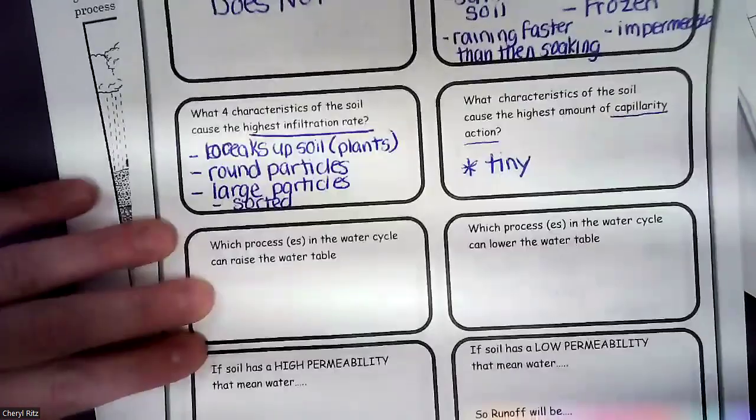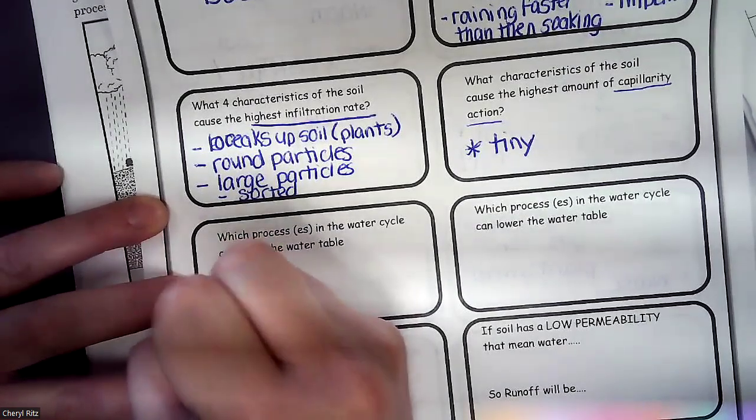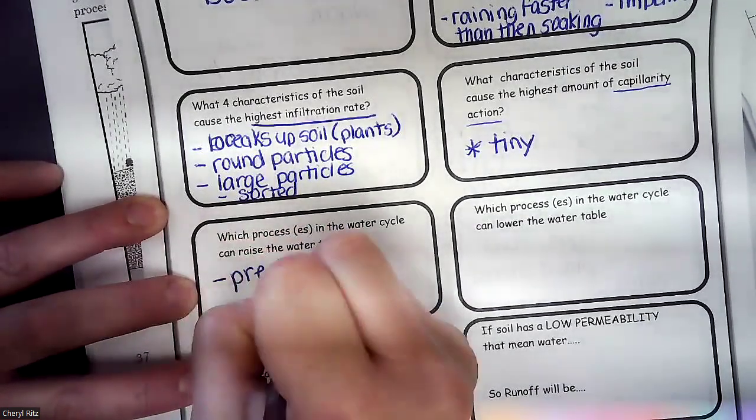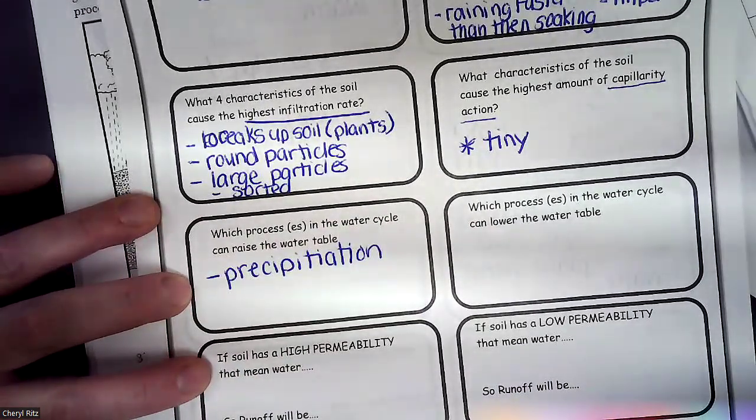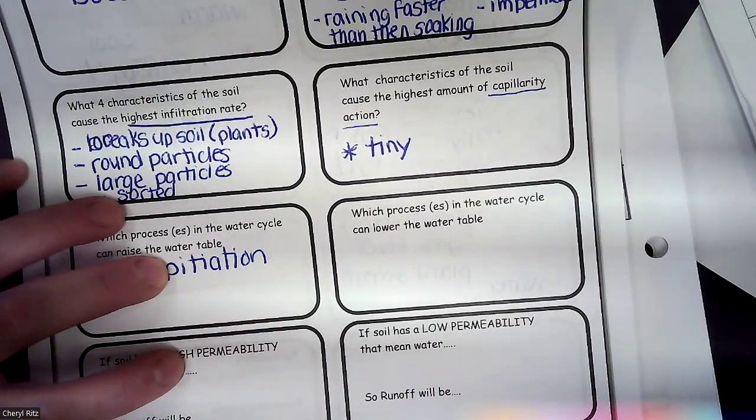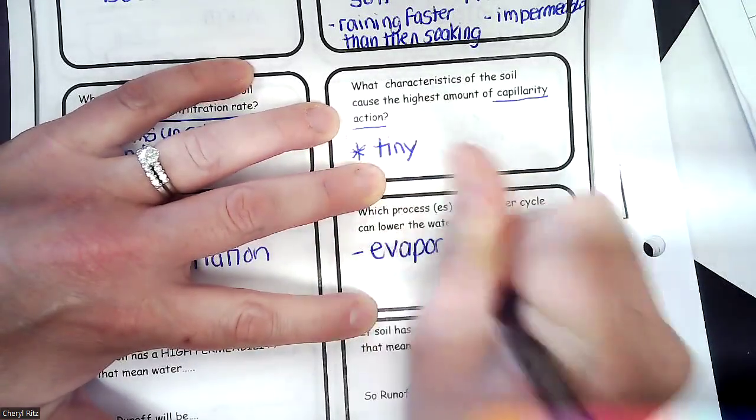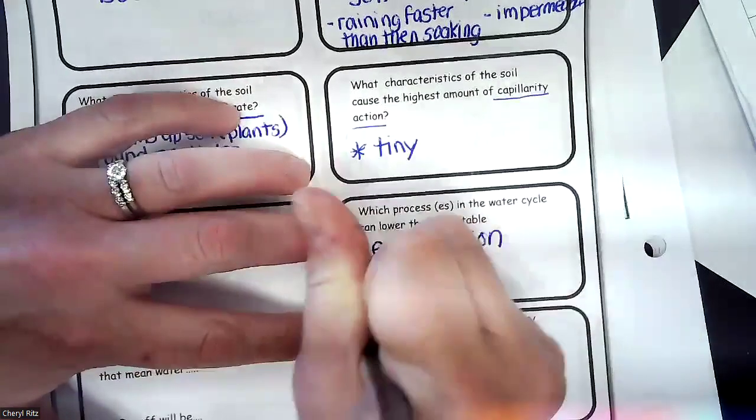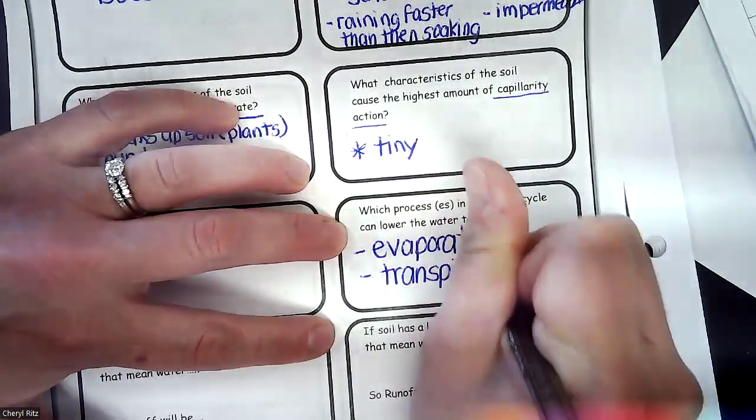What will cause the water table to rise? Rain, precipitation. Which water cycle process will lower the water table? And? Yeah. Evaporation and transpiration. Exactly.